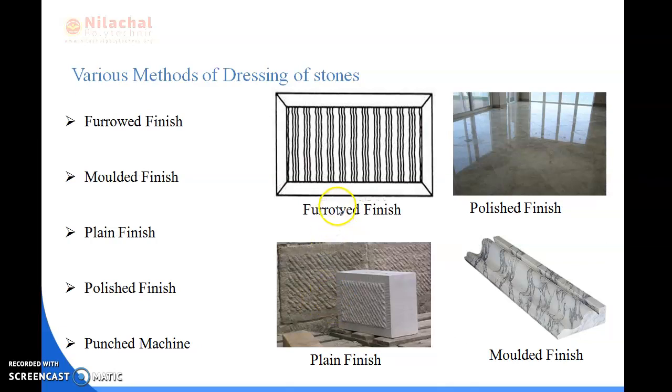Next is furrowed finish. You can see the diagram here. In this type of finish, a margin of about 20 millimeter is left. Here you can see the margin of 20 millimeter, a gap of 20 millimeter width, on all the edges of the stone.